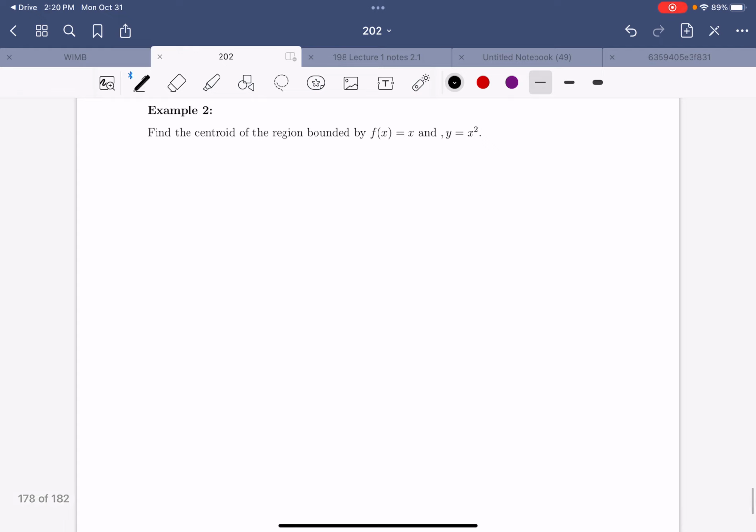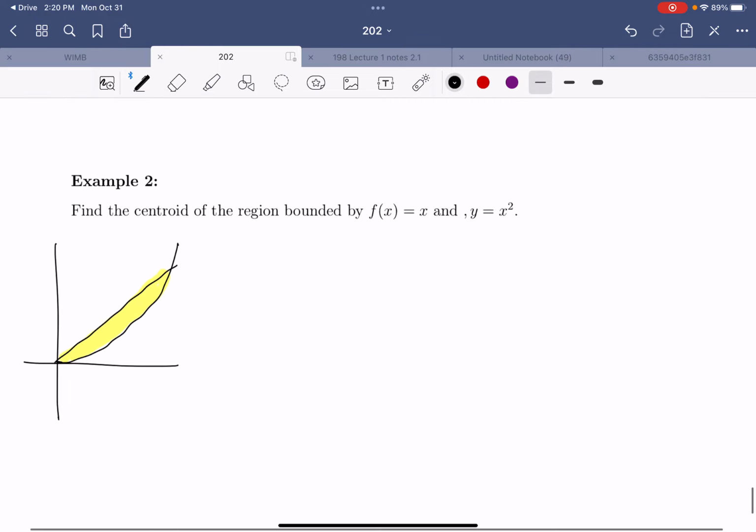Example 2, we're finding the centroid, so we're assuming here that the density is uniform, and we get this guy. So we have y equals x and y equals x squared. So we're working with this region here. All right, and so the first thing we do is find our area.